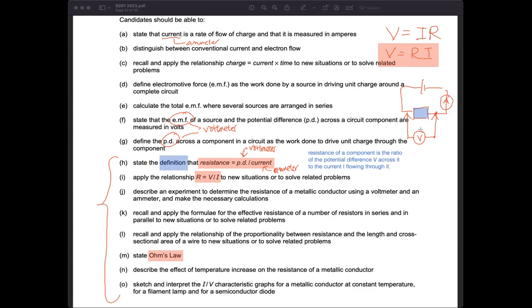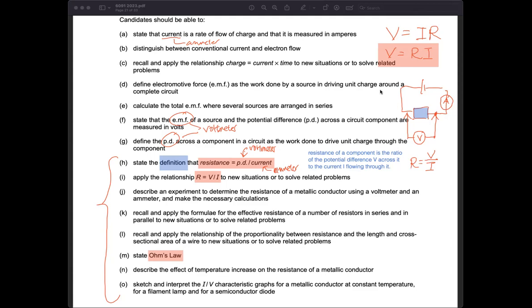So once you have the value of V and once you have the value of I, you're able to find the resistance, which will be V over I. Okay, that is how you actually calculate the resistance of a component. Is that clear? If you are clear, give me a thumbs up. Okay, well done. Let me continue.